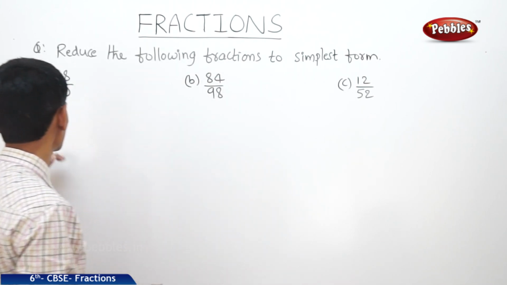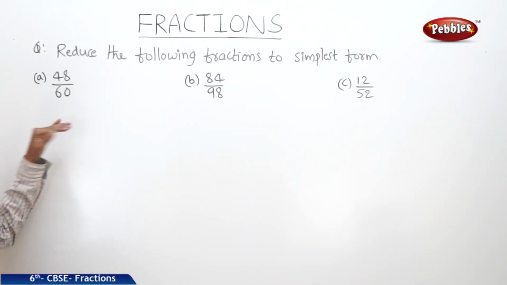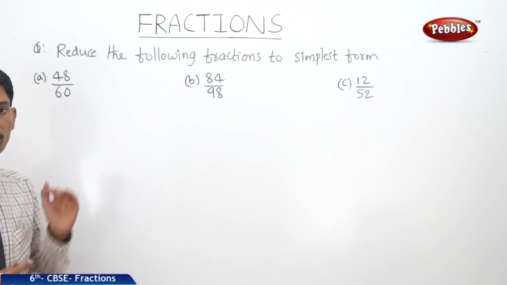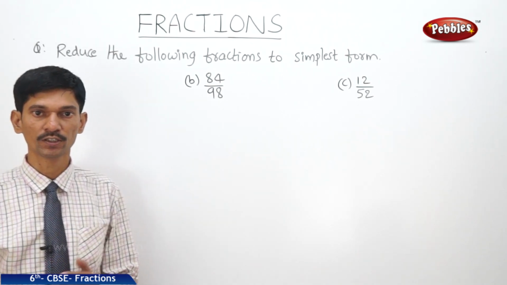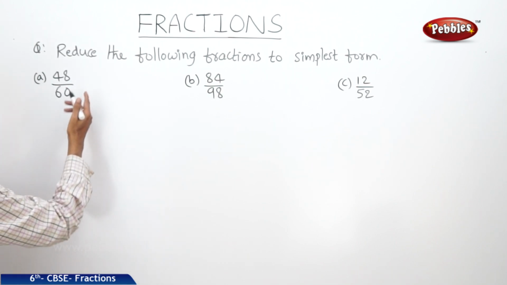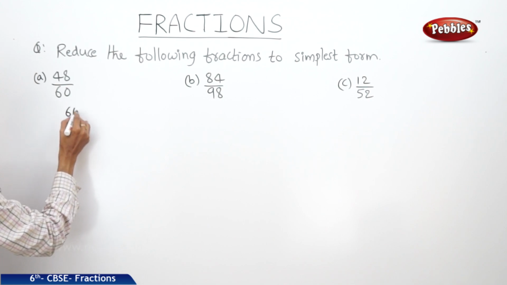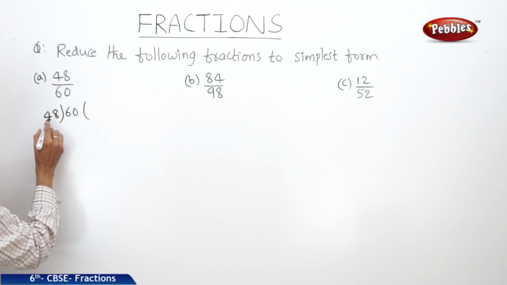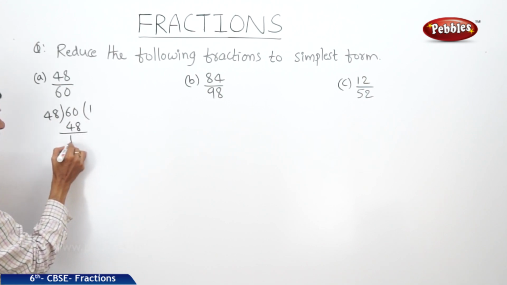Now the first one is 48 by 60. So to reduce the given fraction to the simplest form, we have to divide both numerator and the denominator by their HCF. So first let us find the HCF of the numerator 48 and the denominator 60. So here the larger number 60 is divided by the smaller number 48. So 48 ones are 48. Then the remainder is 12.